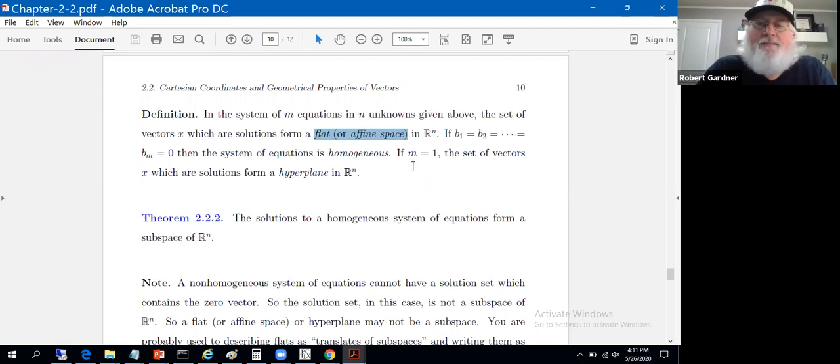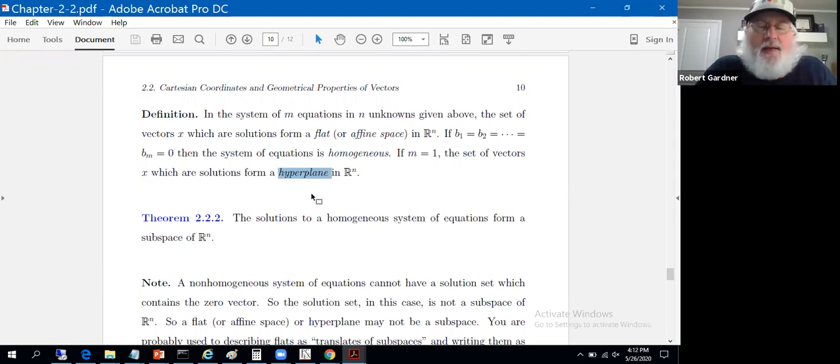That's the next claim. If m equals 1, you only have one equation, then the solution's called a hyperplane. If m equals 1, we had n unknowns and one equation. How many free variables are you going to have? Well, all but one of them will be a free variable. So you'll have n minus 1 free variables. What you'll end up with then is a translate of an n minus 1 dimensional space as a subspace of Rn. So we'll have an n minus 1 dimensional subspace of Rn translated. Such a thing is called a hyperplane.